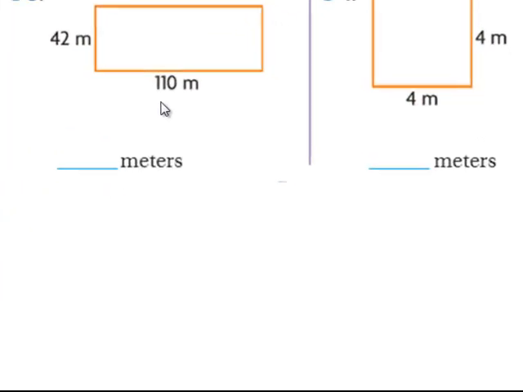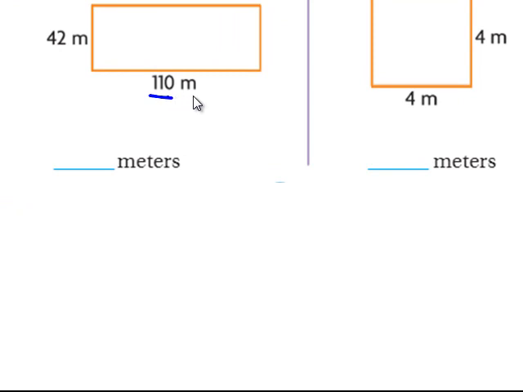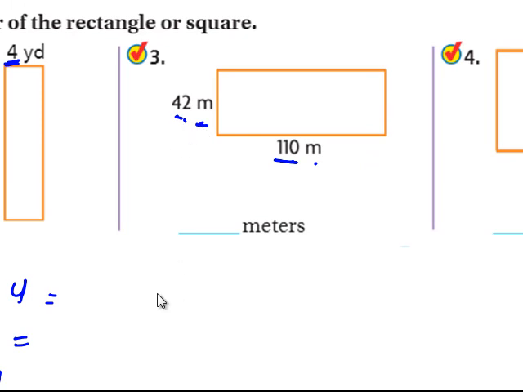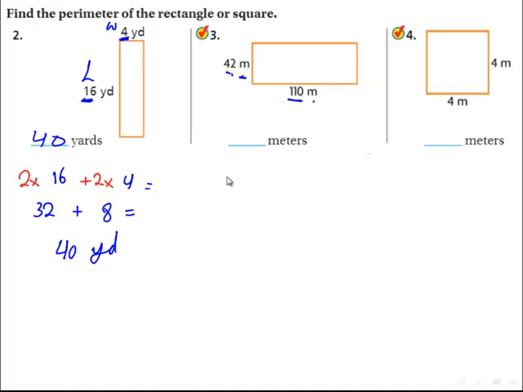I have a new rectangle, its length 110 meters and its width 42 meters. So use the new formula that we have studied. 2 by what? Plus 2 by what? Great. 2 by length, length equals 110, plus 2 by width, 42.